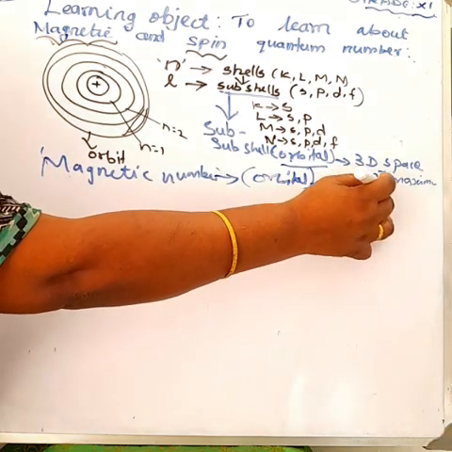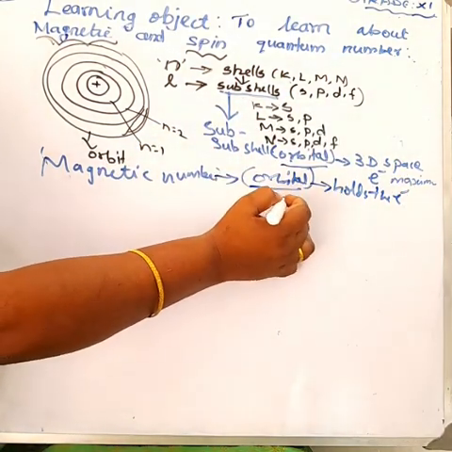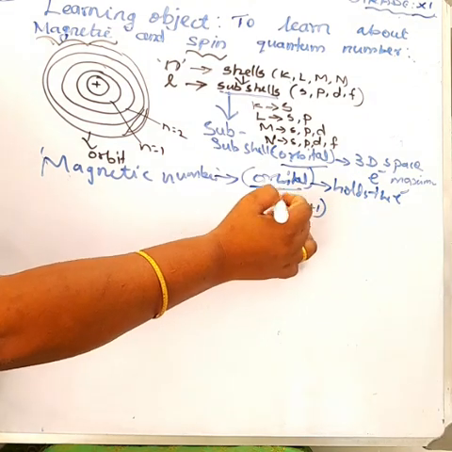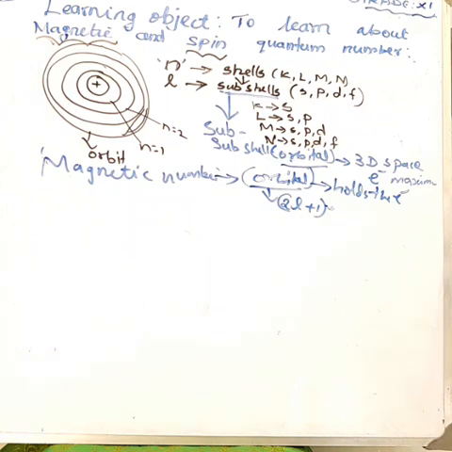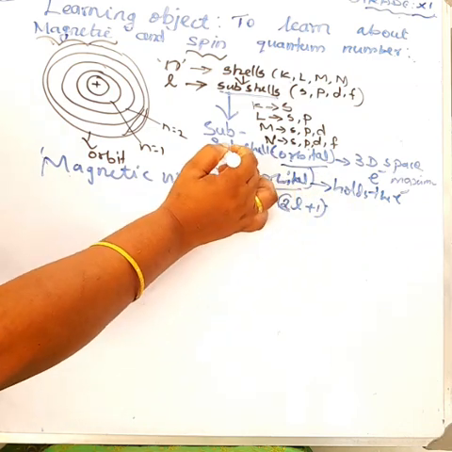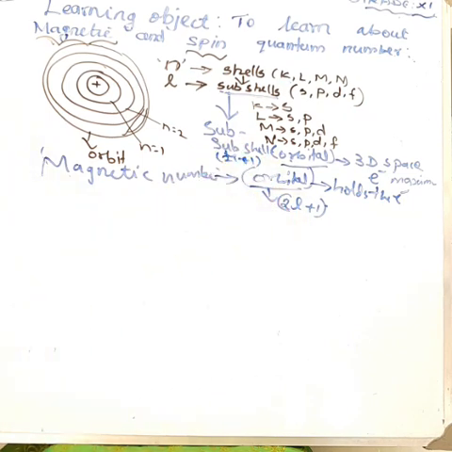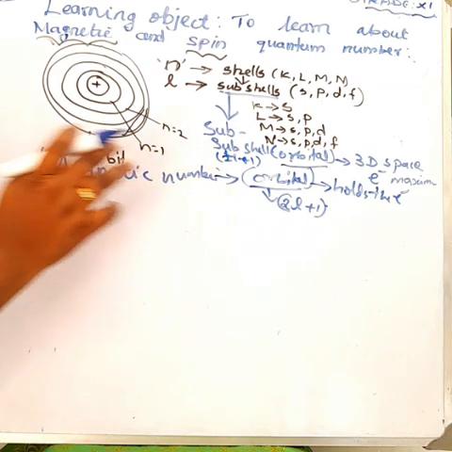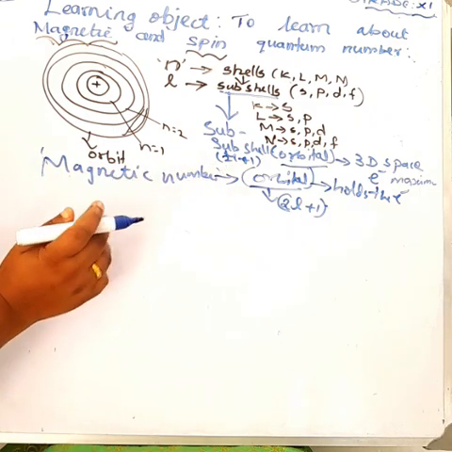How many orbitals are there? There are 2L plus 1 orbitals in each subshell. In each subshell, how many orbitals are there? 2L plus 1 orbitals, otherwise known as orbitals. Now, 2L plus 1 means, what are the integral values of L?